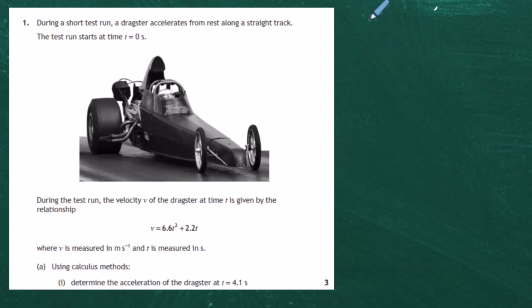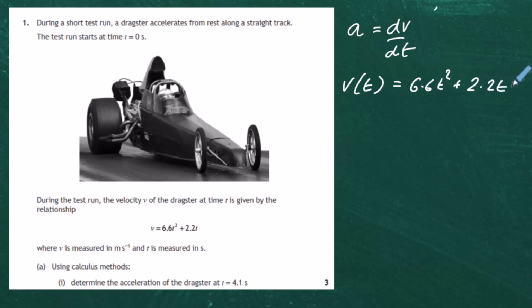Well, we know from our calculus that the acceleration is really the rate of change of the velocity. It's going to be dv by dt, written in terms of calculus. And we know also that the relationship v(t) is given by 6.6 t squared plus 2.2 t. So our job is to find the derivative of the function v(t) and put in a number, 4.1 seconds, into it. So let's find dv by dt.